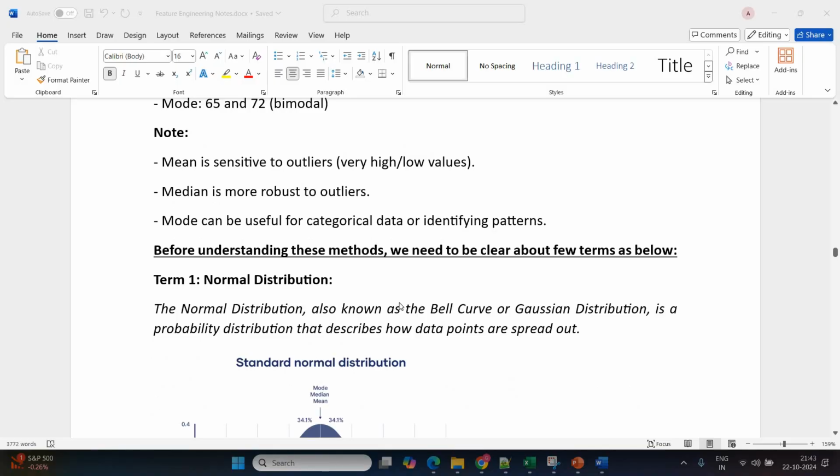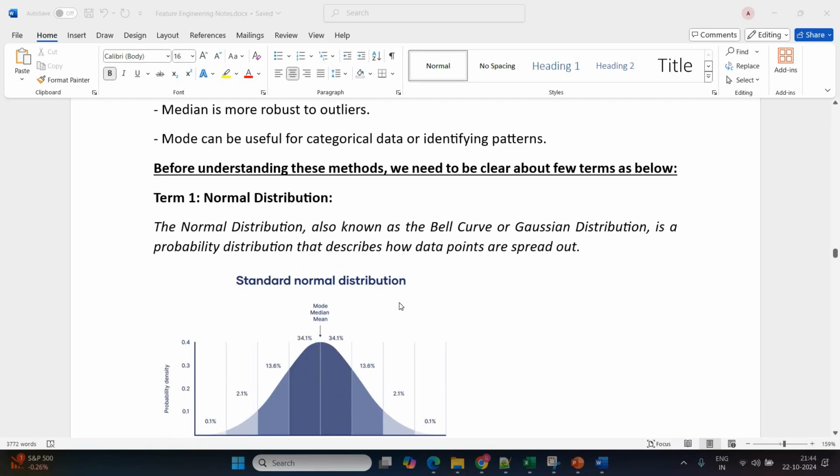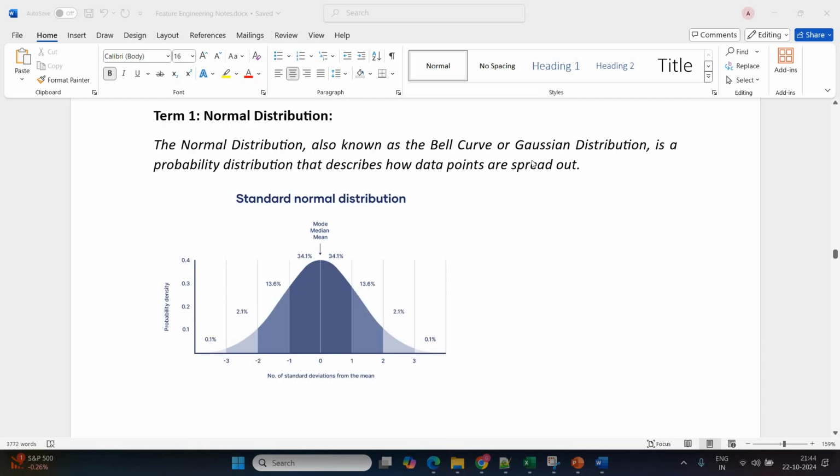Now we are going to understand the different kinds of distributions. Distribution means how the data has been spread across. The first one is the normal distribution. The normal distribution is known as the bell curve distribution or the Gaussian distribution. It is a kind of probability distribution that describes how data points are spread out.